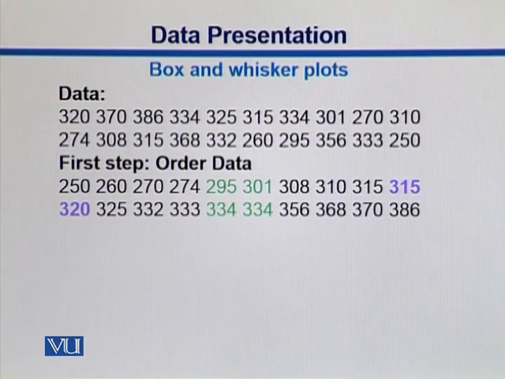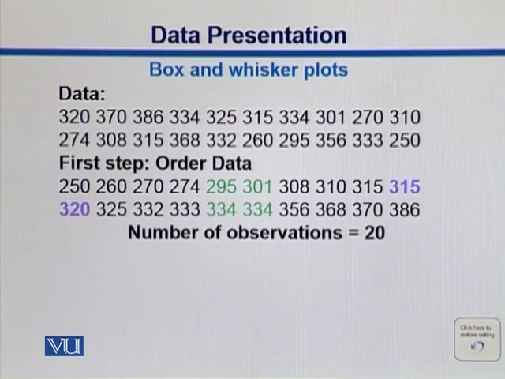So what we do next is we order this data. We have the minimum value, which is 250, and the maximum is 386, and in this data set we have 20 values. So the number of observations is 20. What we do next is try to get the middlemost point. Up till here we have the 10th and 11th values. So here we try to get their median.